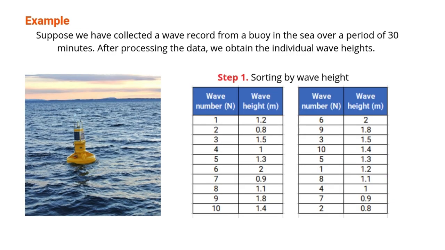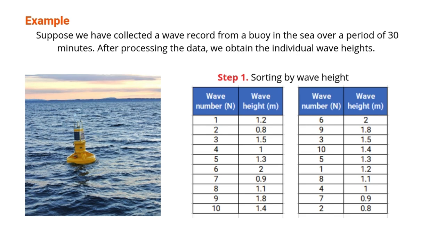Let's see a simple example to calculate statistical parameters of any given wave record. The record only contains wave heights. Suppose we have collected a wave record from a buoy in the sea over a period of 20 minutes. After processing the data, we obtain the individual wave heights. For this example, the wave heights in meters are shown in the table. Now follow the next steps.